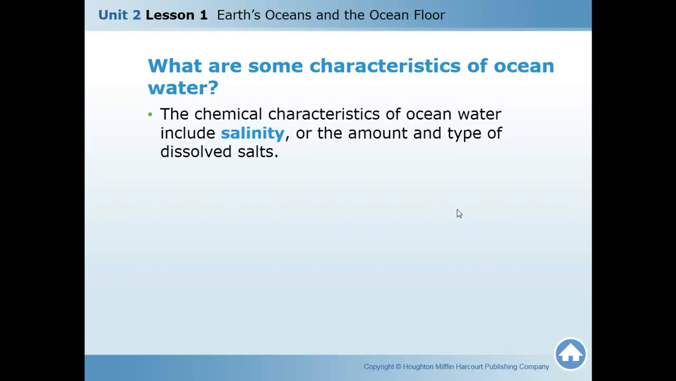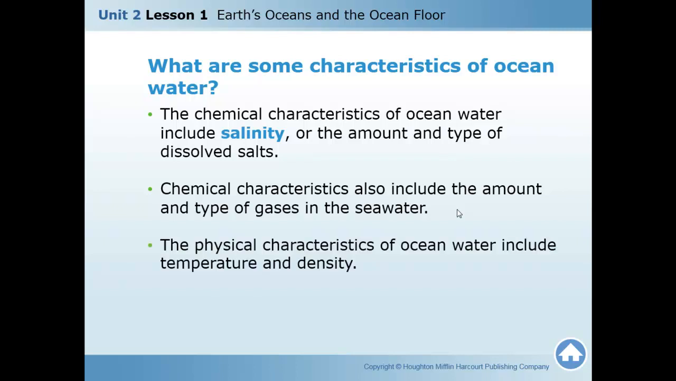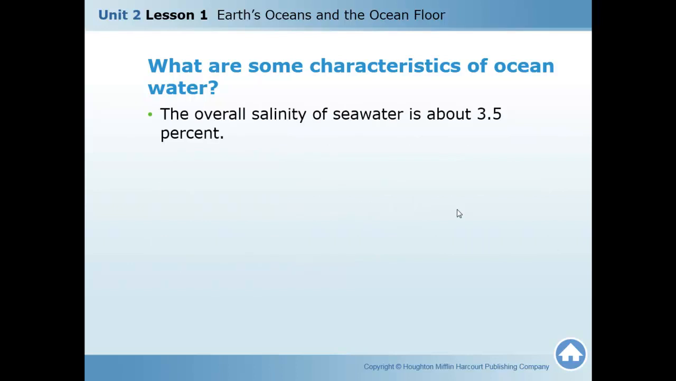The chemical characteristics of the ocean's water include salinity, or the amount and the type of dissolved salts in it. Chemical characteristics also include the amount and the type of gases in the seawater. The physical characteristics of the ocean water include temperature and density. The overall salinity of the seawater is about 3.5%.